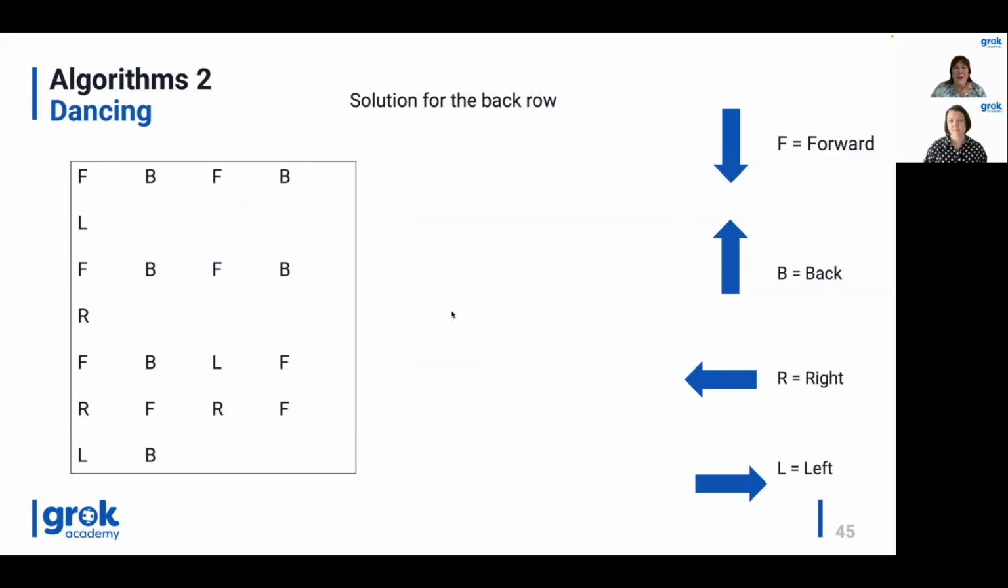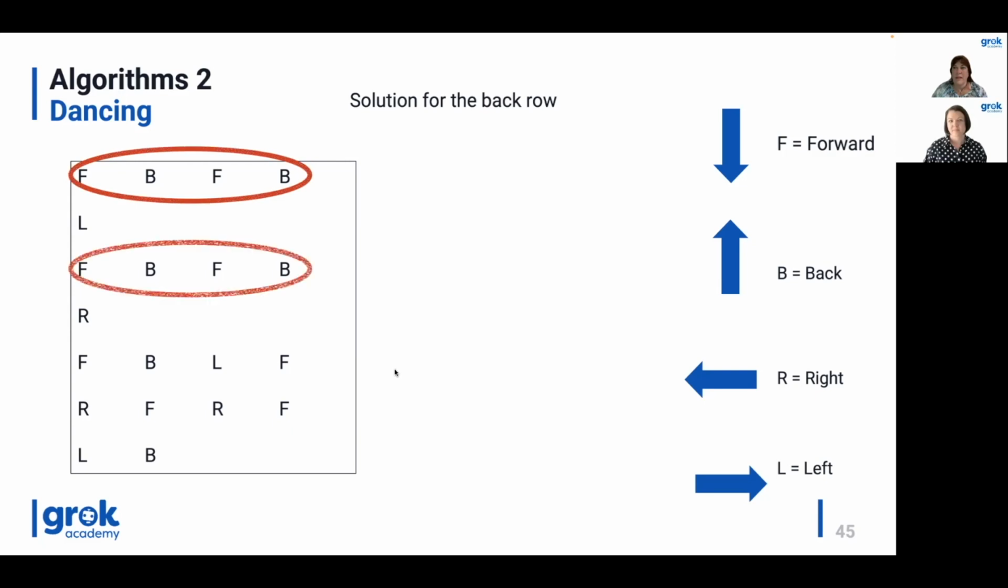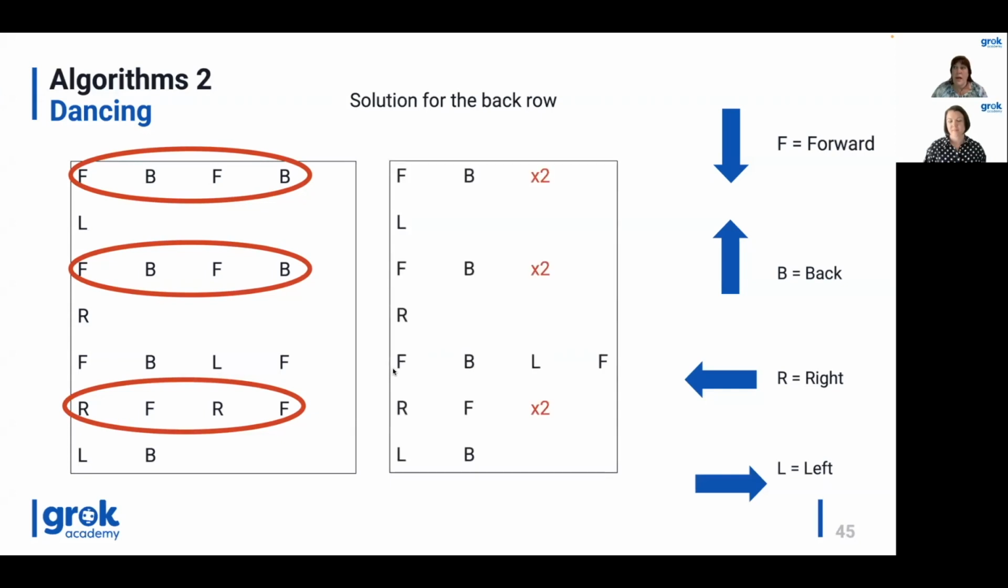If you chose a bee in the back row, this is the solution for the back row. You've got your repeats, 3 this time. And this is your summarized code. You can see it's more efficient to not have to write every single step in the process.